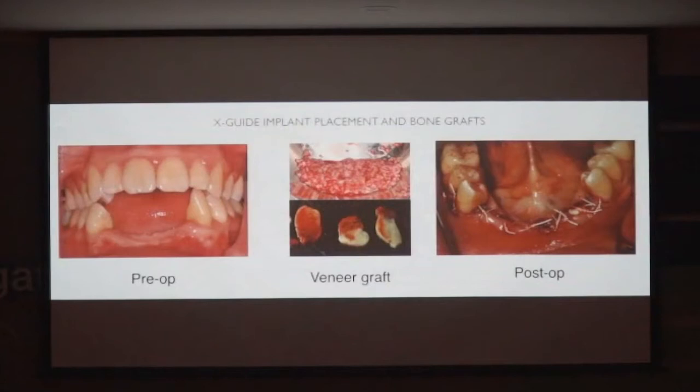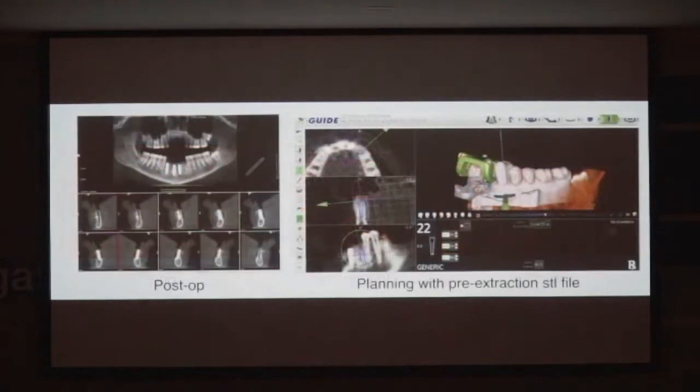So when I put her implants in, I know I need further augmentation, so I'm going to use, and all the hot stuff now is, PRF and particulate bone grafts. So when the implants go in, she's going to get veneer grafts to thicken things up even more. And then I've taken this tooth out, and I used the STL file for my planning for that tooth. And there you go. You can see the tooth was used for planning, and all the implants were placed.